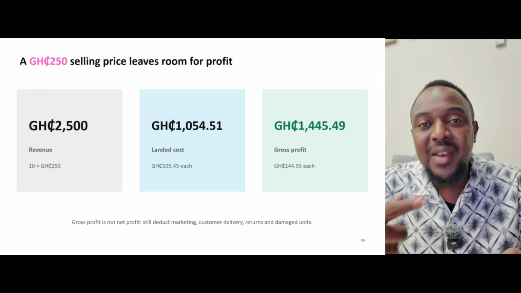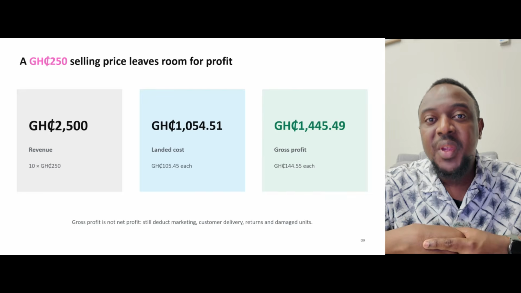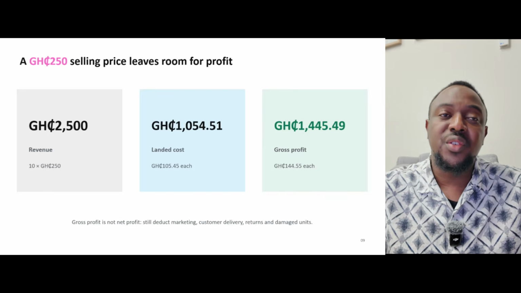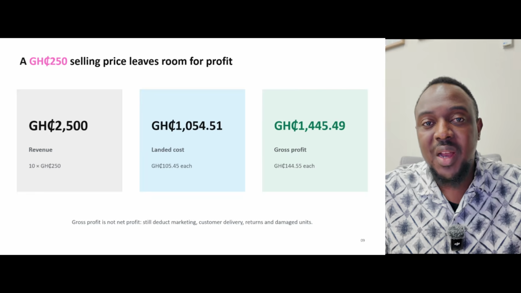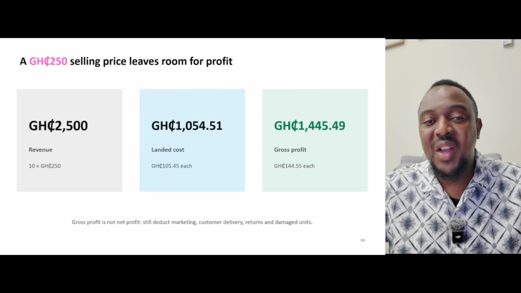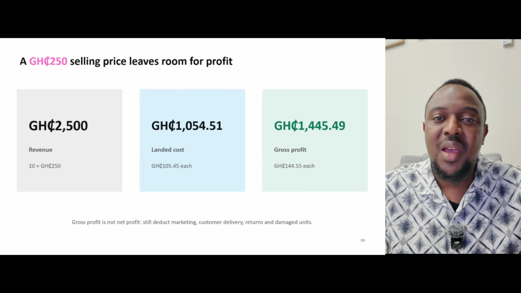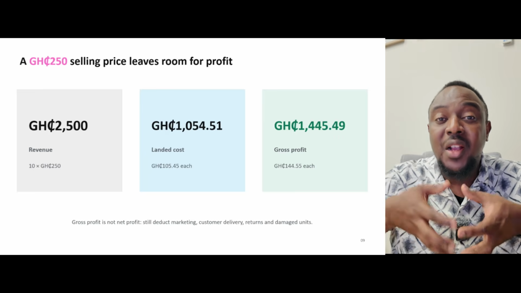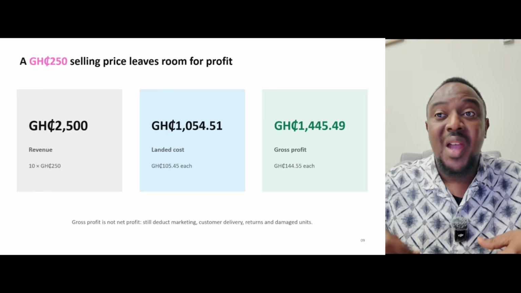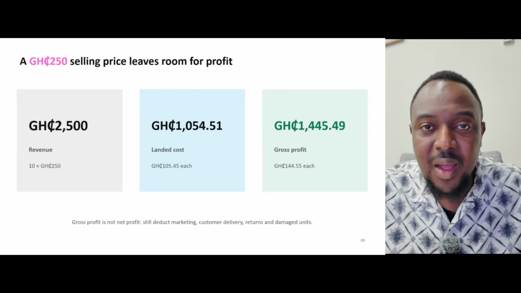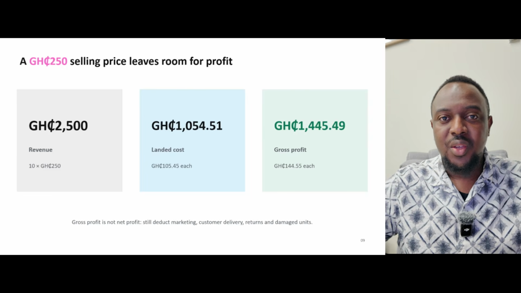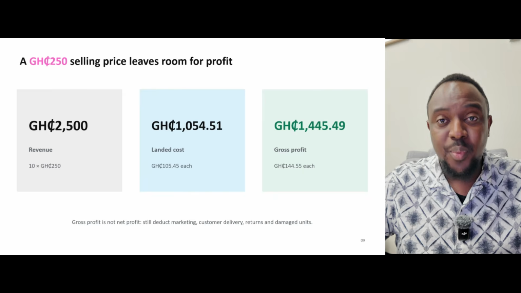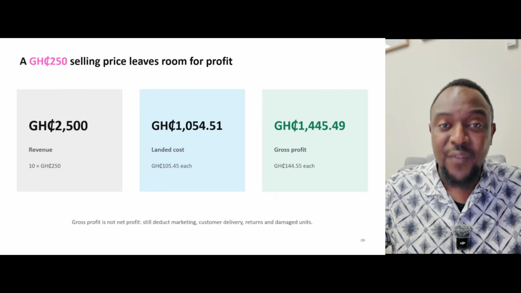When you know that, you add your profit to it. And of course, when you have your gross profit, you factor in other costs like delivery and the rest, then you minus that, then you get your actual net profit. And this is basically how you can calculate your landed cost of the products before you start investing.